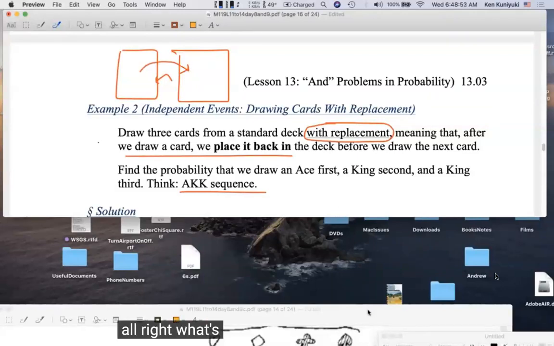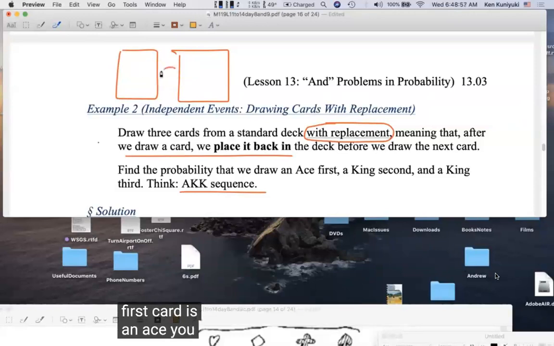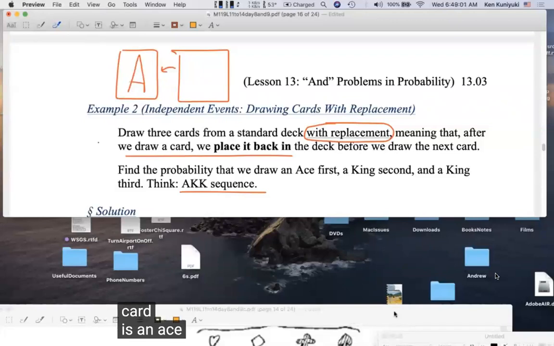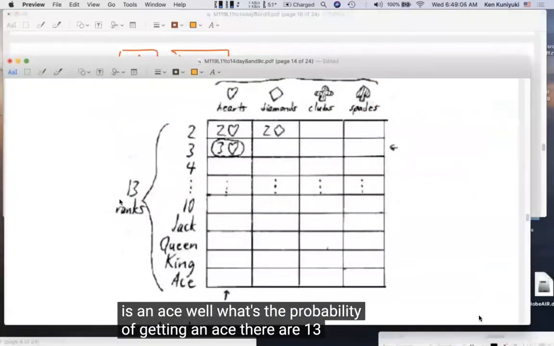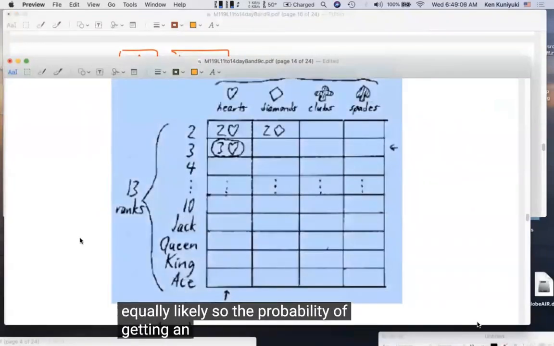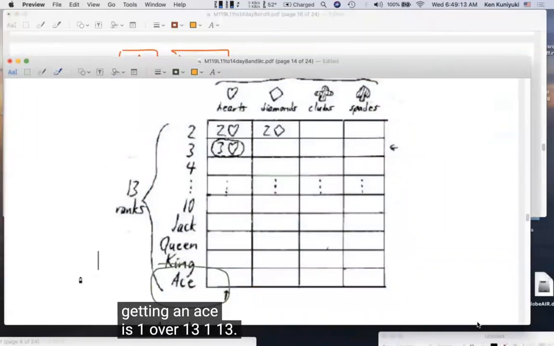All right. What's the probability your first card is an ace? You draw a card randomly from the deck. What's the probability the first card is an ace? Well, what's the probability of getting an ace? There are 13 ranks, each of them equally likely. So the probability of getting an ace is 1 over 13, 1/13.